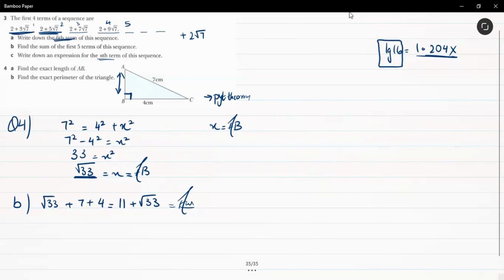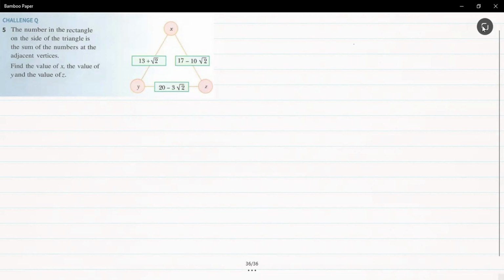And that's it for question number 4. Okay, so question number 5. The thing is, this one is a challenge question, but to be honest, I'm going to be really honest. There's not much of a concept. It's just basically we have to divide each and every equation, and solve it step by step, and you'll find it easier to solve.